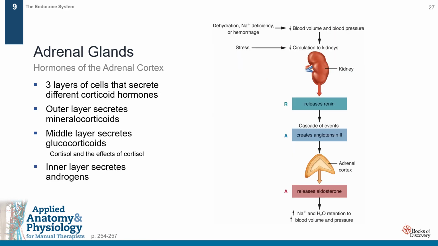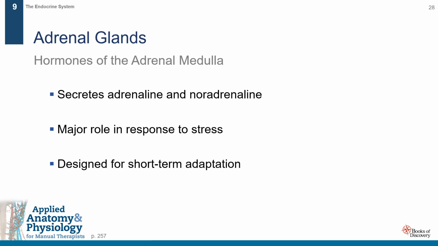And here we take a closer look at the hormones of the adrenal cortex. There are 3 layers of cells that secrete different corticoid hormones. The outer layer secretes mineralocorticoids. The middle layer secretes glucocorticoids, and this is the cortisol and the effects of cortisol. And the inner layer secretes androgens. The hormones of the adrenal medulla, adrenaline and noradrenaline, play a major role in response to stress, and they are designed for short-term adaptation.